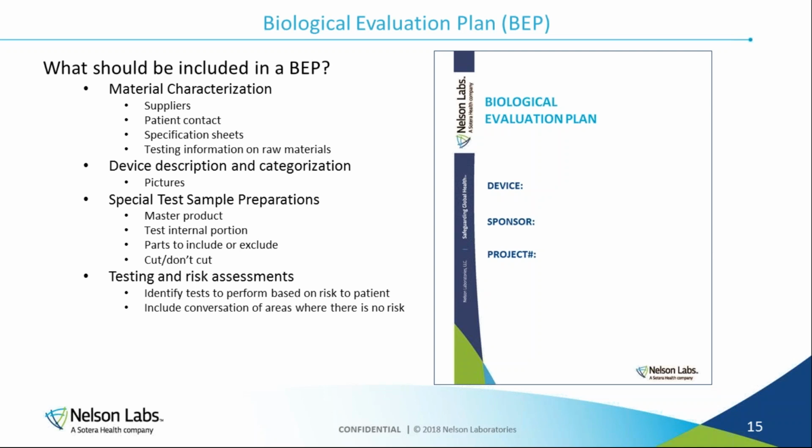So this is just an outline of what we typically include in our biological evaluation plans. We start with a nice discussion about material characterization, identifying what your materials are, and giving the opportunity to present the information we already have on these materials. And then a nice device description and categorization, which helps put everybody on the same page because some device categorizations can be a little tricky. So it's nice to have this up front so that the testing outline following this device description matches how we're interpreting the use of the device.